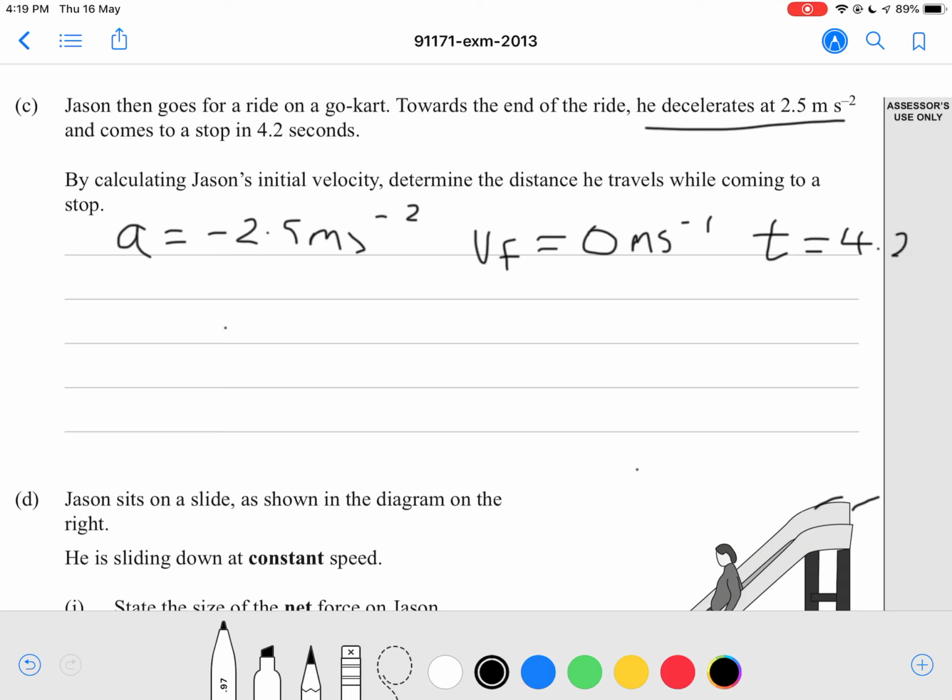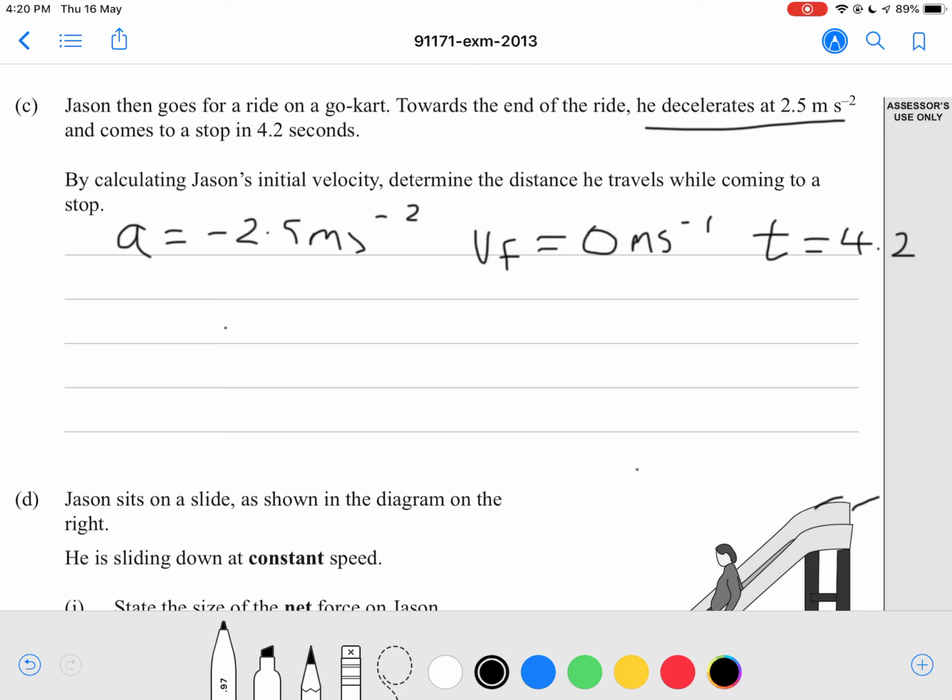Just a challenge, okay? Looking at your formula sheet, we're trying to find the initial velocity. Which equation can we use that has acceleration, final velocity, time, and initial velocity? Pause the video now and figure it out for yourself. Okay, I'm going to say the answer in 3, 2, 1.